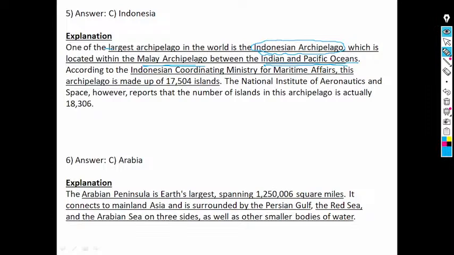According to the Indonesian Coordinating Ministry of Maritime Affairs, this archipelago is made of about 17,504 islands, or we can say near about 18,000 islands. The National Institute of Aeronautics and Space, however, reports that the number of islands in this archipelago is actually 18,306.